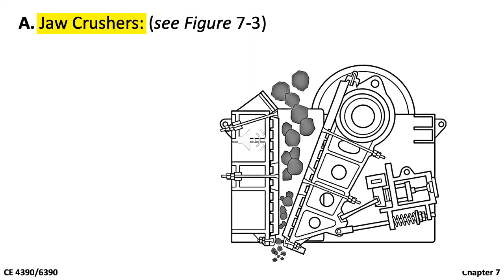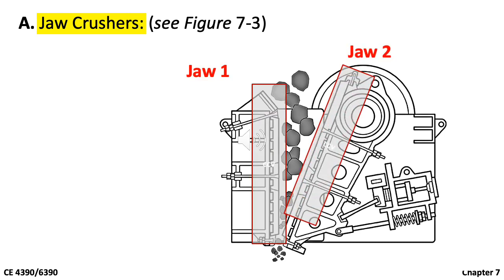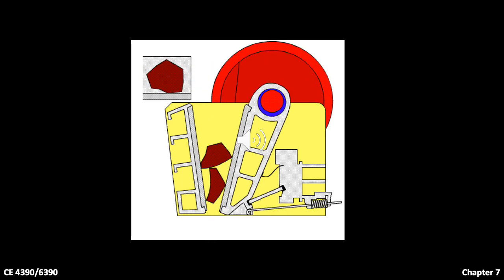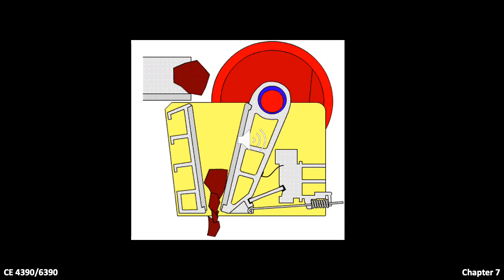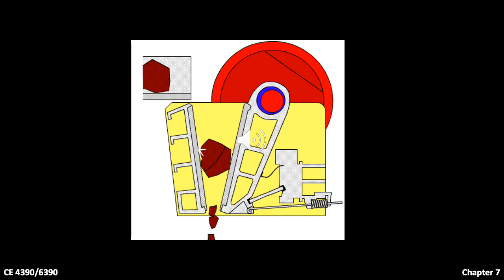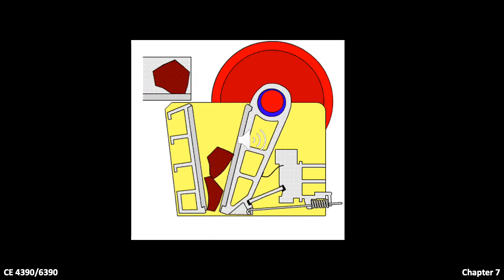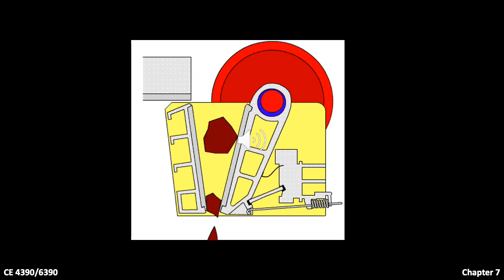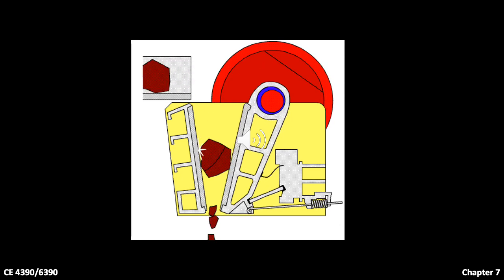Jaw crushers. These figures below here illustrate a jaw crusher. It is composed of two vertical jaws. Rock will flow into the space between these two vertical jaws. One jaw is stationary and the other jaw is movable. The movable jaw moves in an elliptical downward motion towards the stationary jaw while crushing, and then upward and away from the stationary jaw to allow the crushed material to exit.